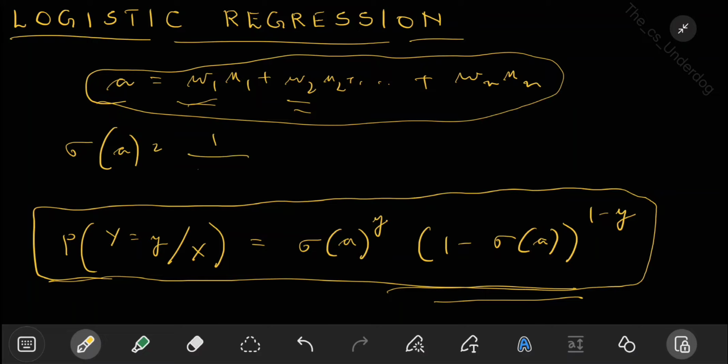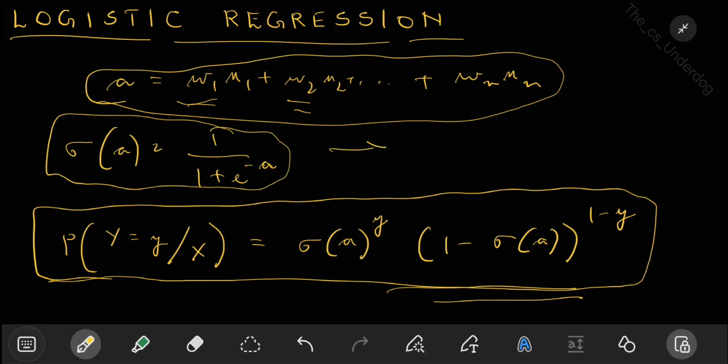Once you know W, you can easily write the sigmoid function. Sigmoid function is 1 by 1 plus e power minus a. So once you know the value of W, you can easily find the value of the sigmoid function. And if this function turns out to be greater than 0.5, then you can say it is class 1. If it is less than 0.5, you can say it is class 2. It's as simple as that.